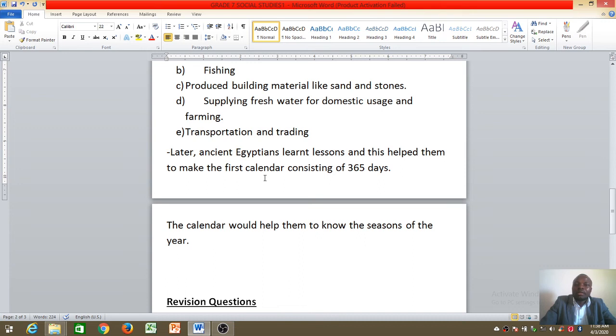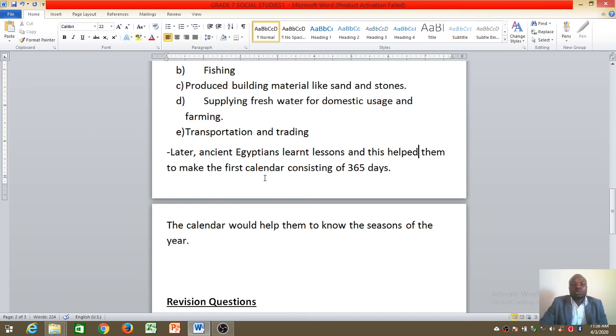And then later on, as they continued learning new things, they even came up with the calendar. The calendar used to help them to know the seasons. It's very important that Egyptian civilization is the first to invent the calendar that we use today in the world. The calendar has 365 days of the year.